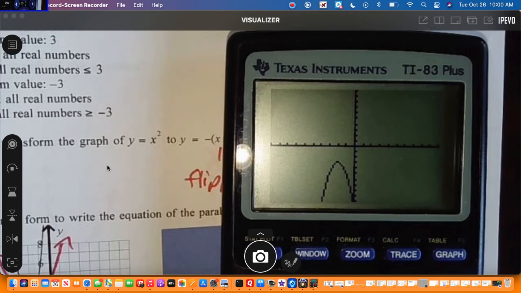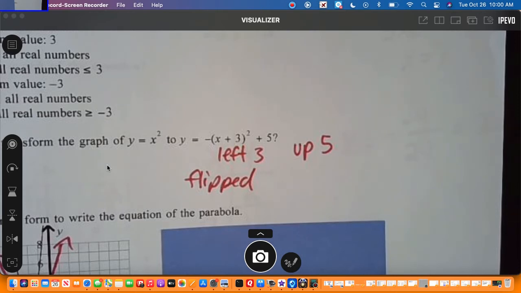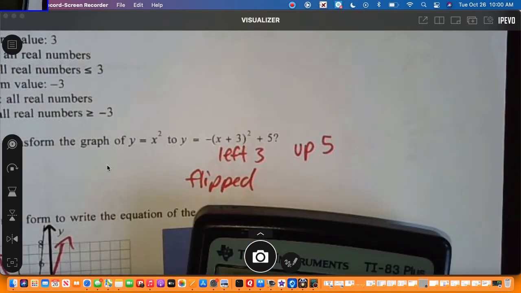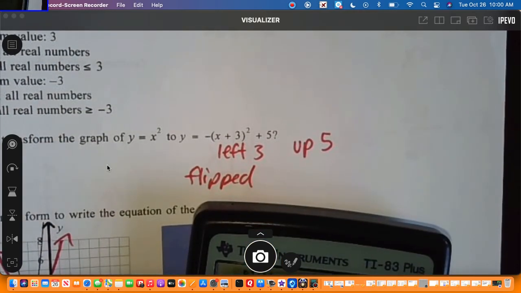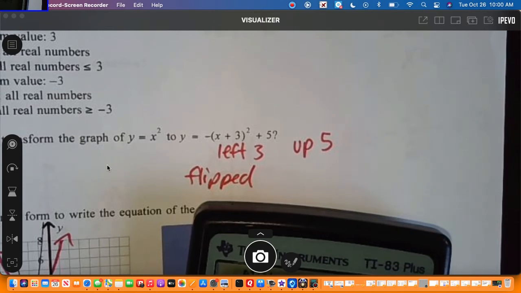Yeah, they're on that little cart at the bottom. Okay, mine looks like this. So you would say it flipped it, it moved it to the left 3 and up 5, which I'm hoping you can kind of do without graphing it. Mine looks like 1, 2, 3, 4, 5, and then it should be left 3 and up 5. I typed in the negative parentheses x plus 3 parentheses squared plus 5.